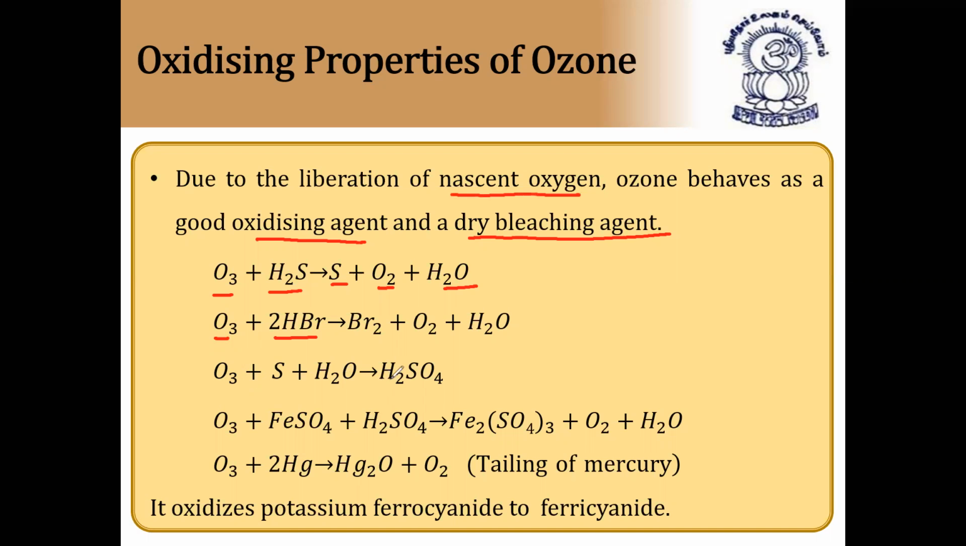Ozone oxidizes sulfur to sulfuric acid. Ozone oxidizes ferrous sulfate to ferric sulfate. Ozone oxidizes mercury to mercuric oxide, which is also called tailing of mercury. What is tailing of mercury? They'll ask in the examination.